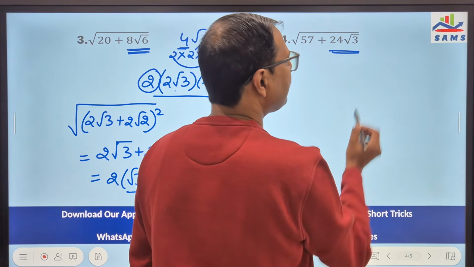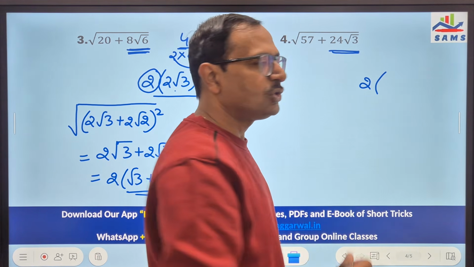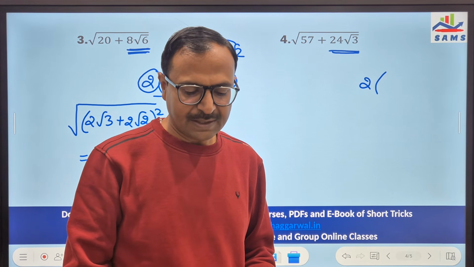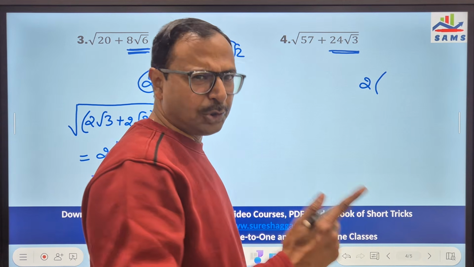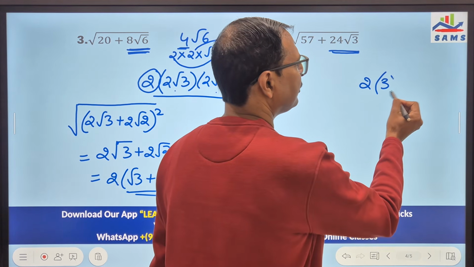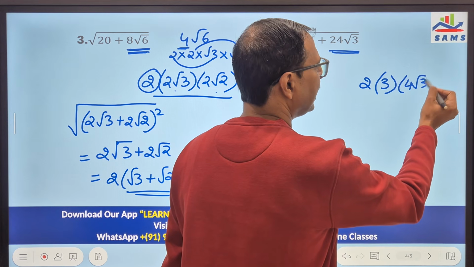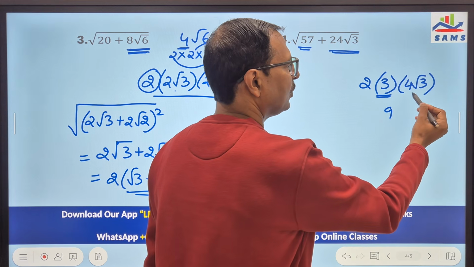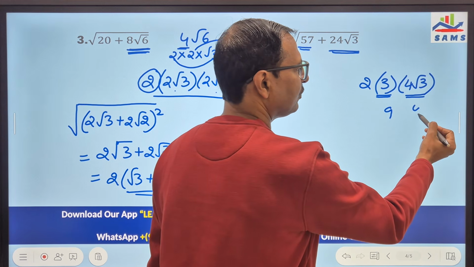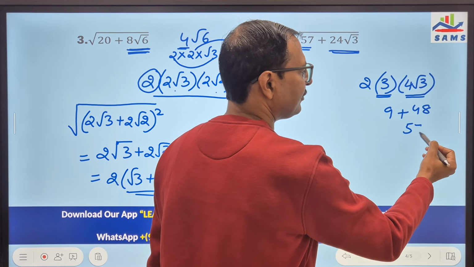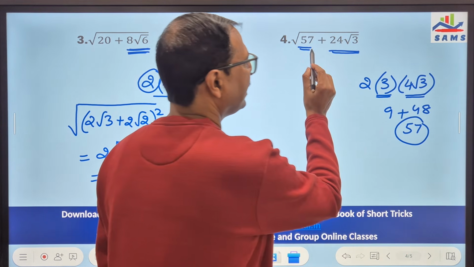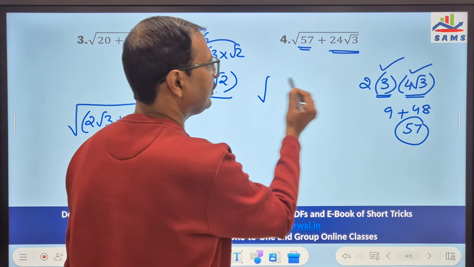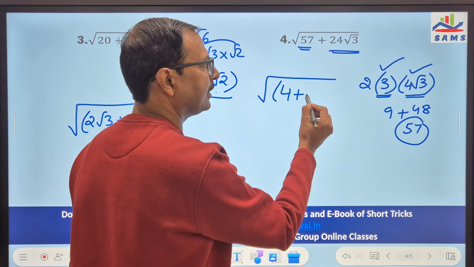Likewise here 24 root 3 is 2 times 12 root 3. And 12 root 3 I can again break down as maybe 3 into 4, 12, and then a root 3. Let me check whether I am getting a 57 or not. Now 3 square is 9. 4 root 3 square is 16 times 3, which is 48. When I add them, I get a 57. See? And that's why your terms 3 and 4 root 3 will give you the terms inside the square here.